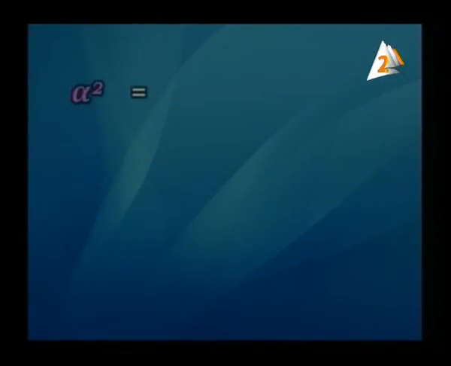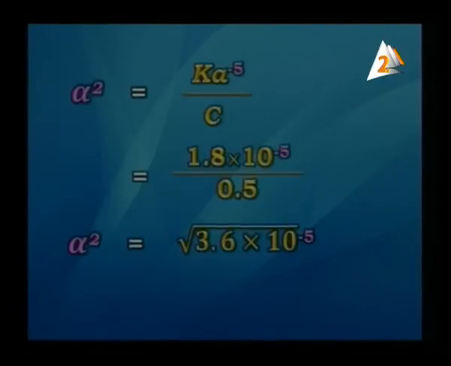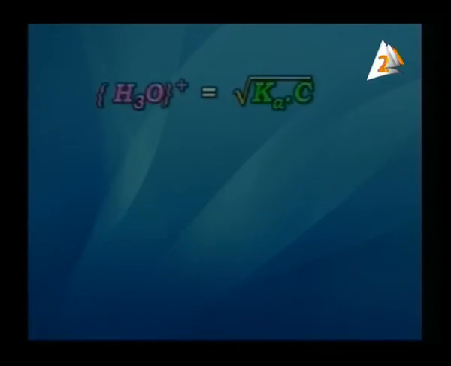The answer begins with the law: alpha squared equals Ka divided by C, the concentration. After that, you can replace with the numbers, 1.8 by 10 power negative 5 divided by 0.5 for the concentration. We have alpha squared. It equals what? Equals the square root of 3.6 times 10 power of negative 5. It means 6 times 10 power of negative 5 mole per liter. So this is the alpha here.